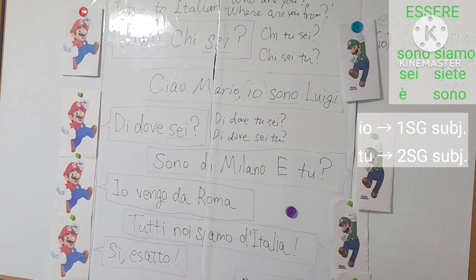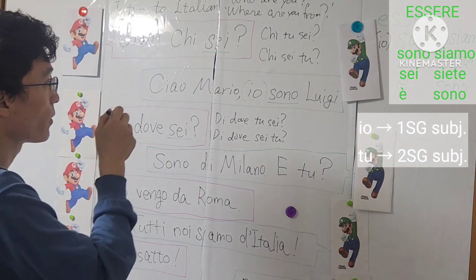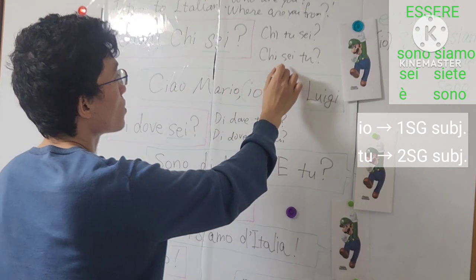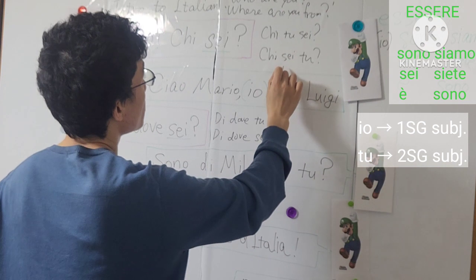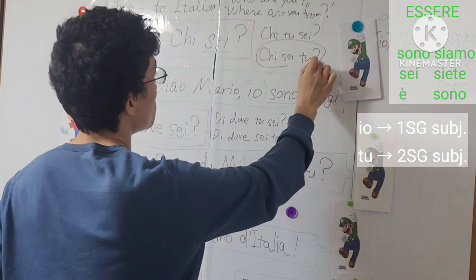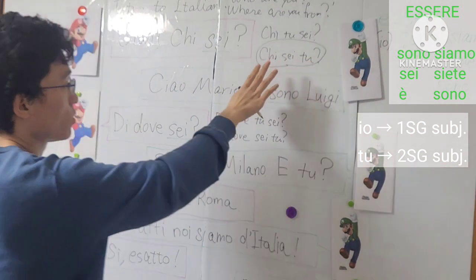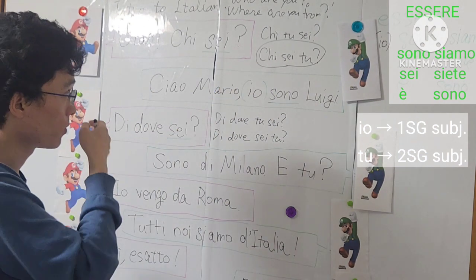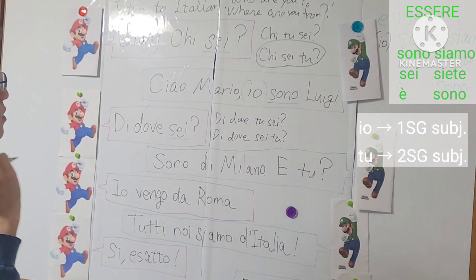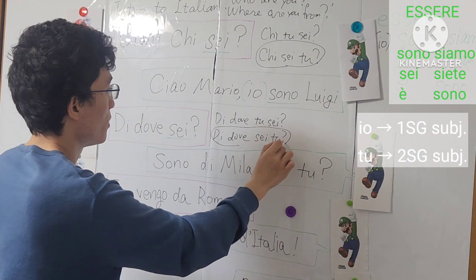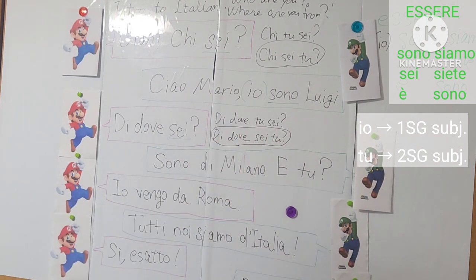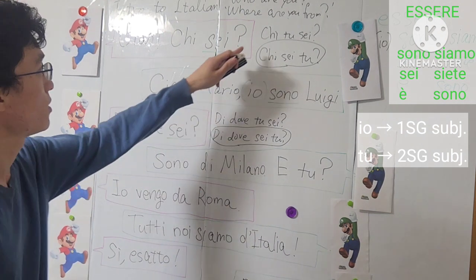But a point of caution is that chi sei tu seems more normal. Di dove sei tu, this is the more normal one than this.